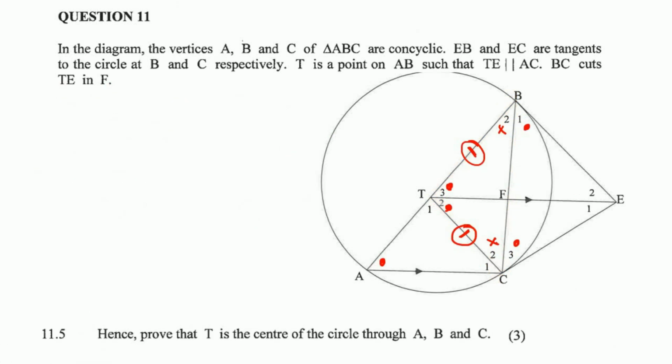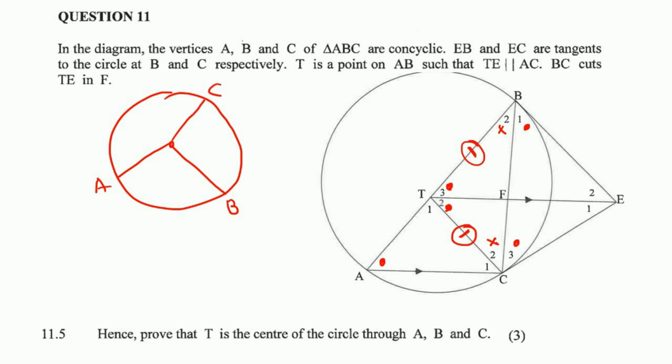The last question says, prove that T is the center of the circle. Now this question I don't really agree with because they don't really teach us this, but for something to be the center of a circle, it obviously has to be the same distance from 3 different points. So for example, if that's A, that's B, you need a third point, so all 3 of these must be the same length. Then we can say it's the center of a circle.